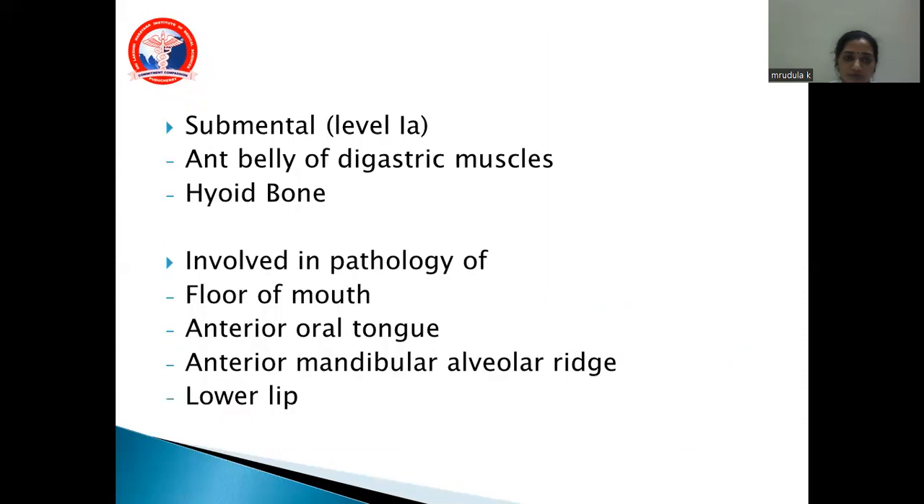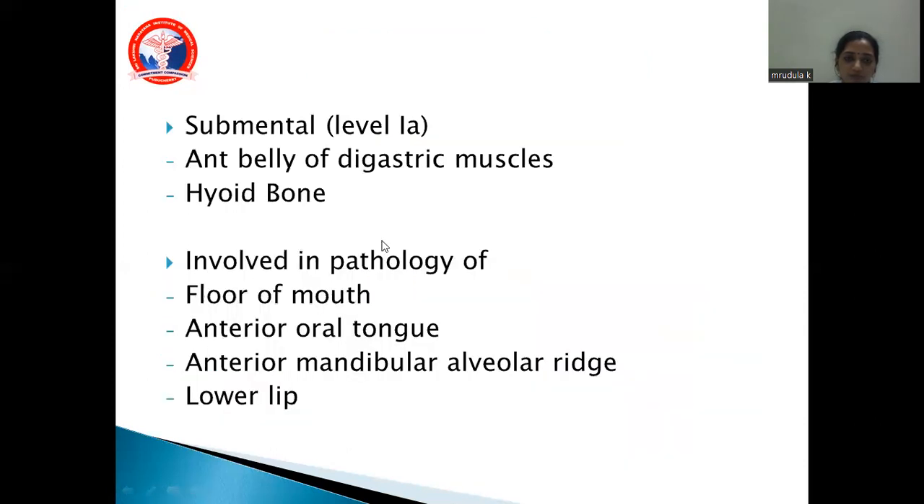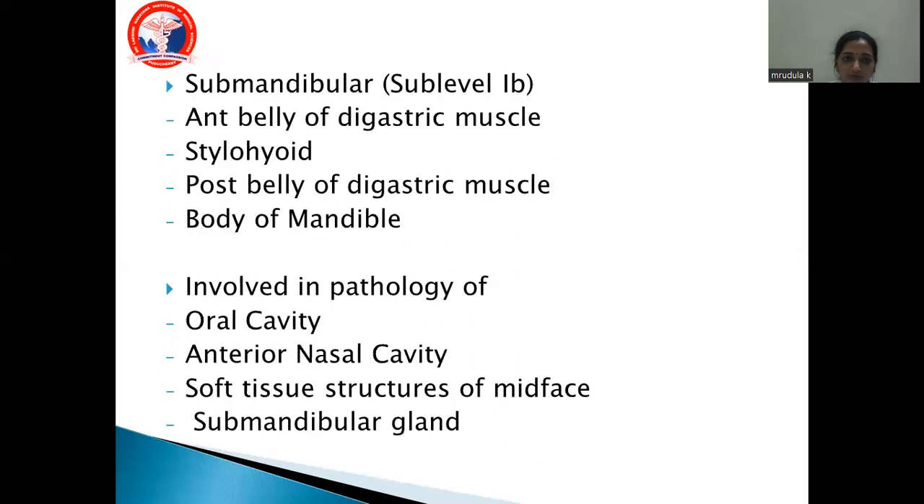So level 1A is bounded by the anterior belly of the digastric muscle and the hyoid bone. Between the two digastric muscles and the hyoid bone, this is level 1A. It is involved in the pathology of the floor of the mouth, anterior oral cavity, anterior mandibular alveolar ridge, and lower lip.